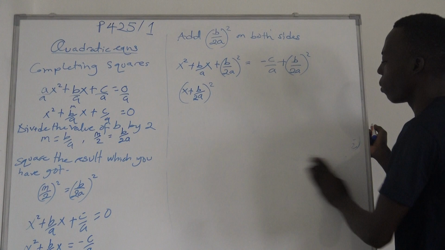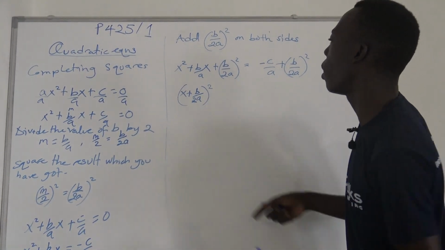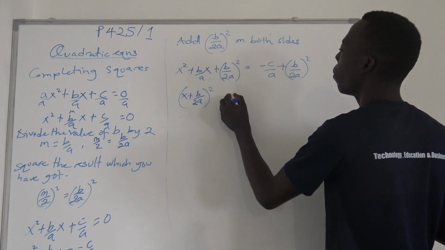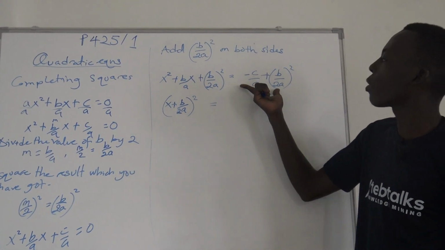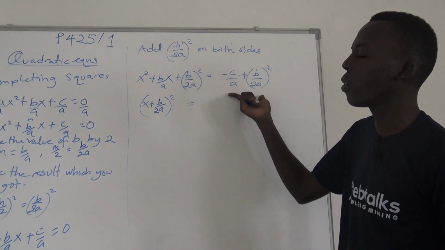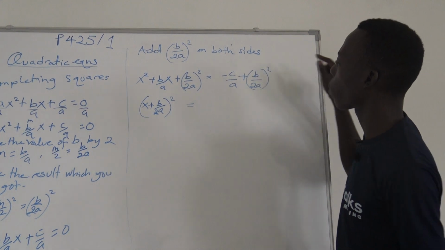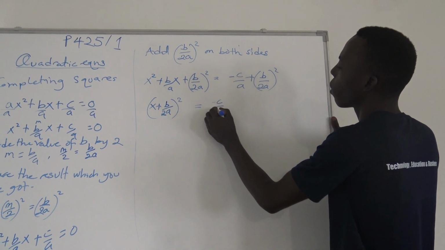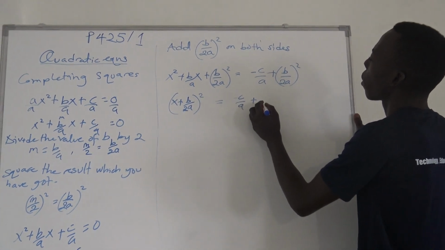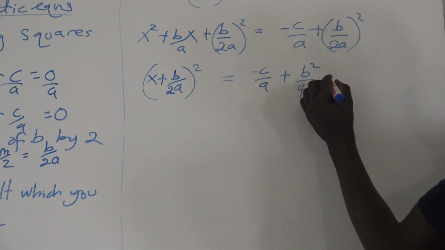So now we continue. Now this thing is the same as that, so this one will be equal to... So we got this side. This side, you have to first get the LCM. But before you get the LCM, you must first introduce a square on each of these, which is negative c out of a, then plus b squared out of 4a squared.